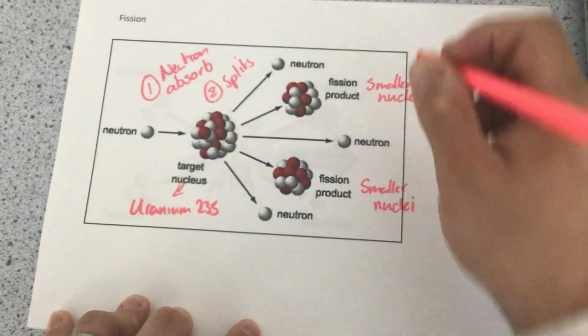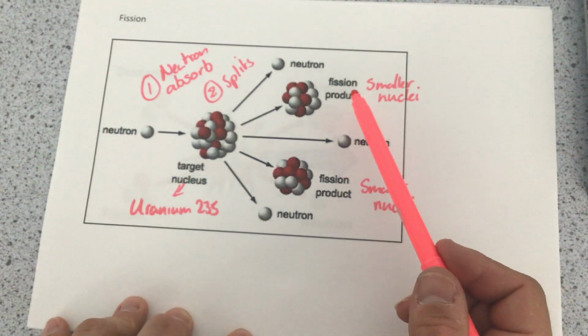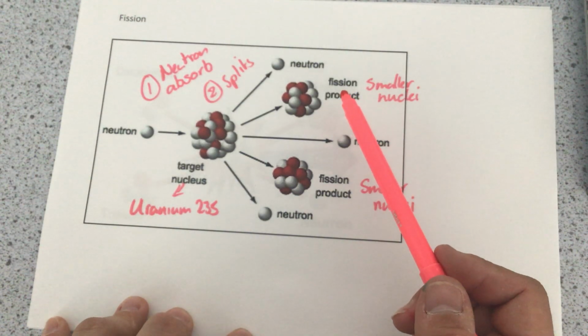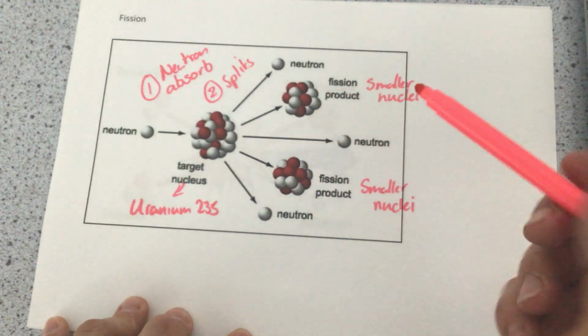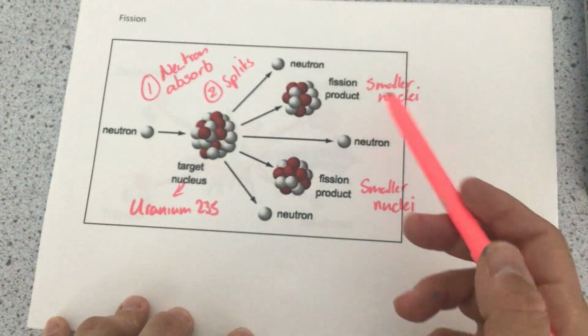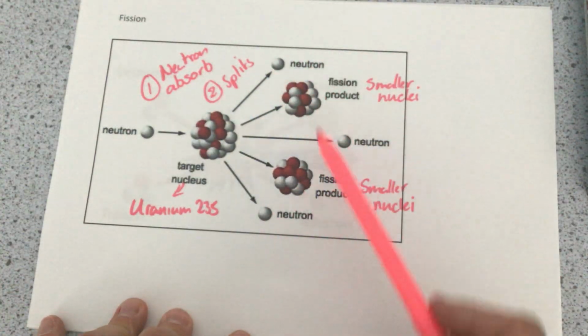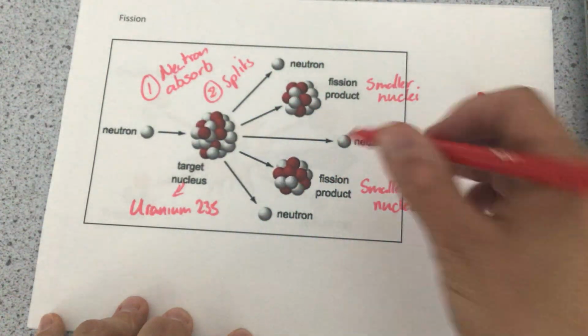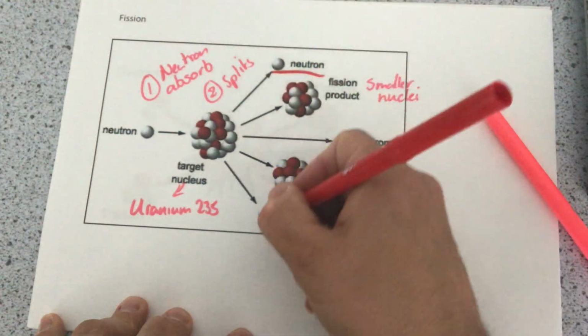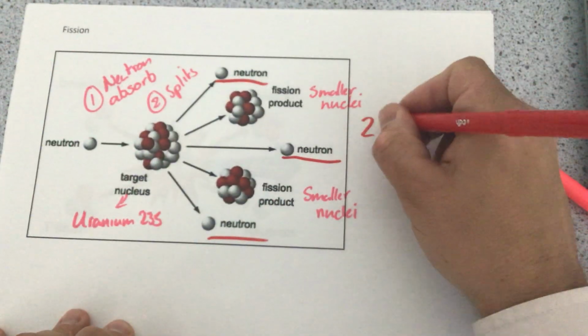Typical things might include things like krypton. I think xenon might be made sometimes. Don't really need to know that, it's not that important. The key thing is that this big one splits into 2 smaller ones. But this is not a clean split. And what we get produced there is more neutrons. Usually 2 or 3 extra neutrons.